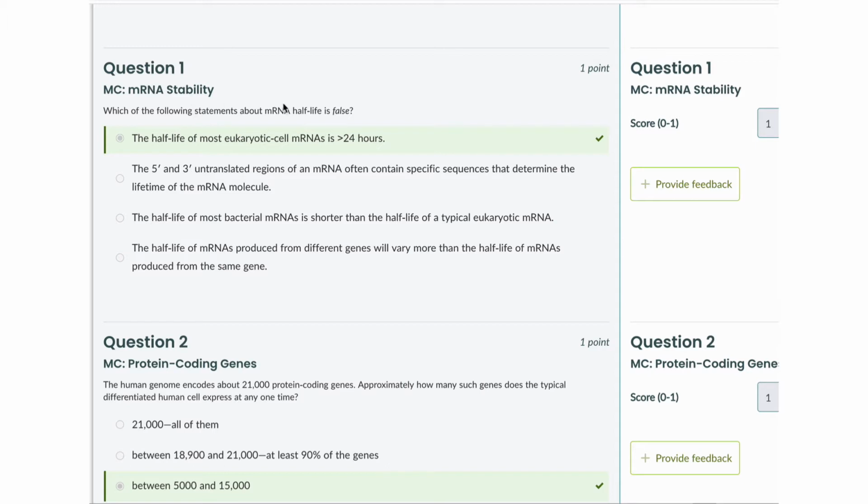Which of the following statements about mRNA half-life is false? It is false that the half-life of most eukaryotic cells' mRNA is greater than 24 hours. Typically, they're anywhere from a few minutes to 10 hours or so.